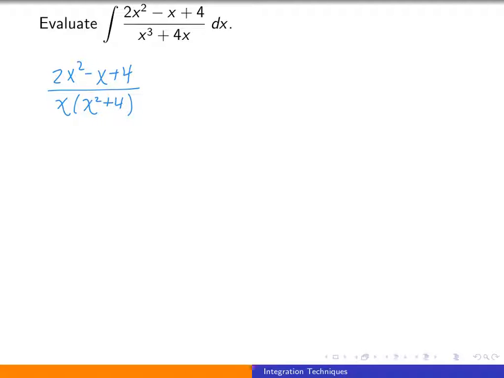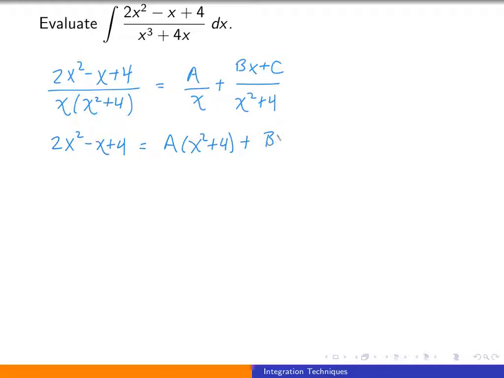So the form of the partial fraction decomposition will correspond to the linear term x will be A over x, and then corresponding to the irreducible quadratic x squared plus 4, we need to balance it out in the numerator with a Bx plus C. Now that we have the form of the partial fraction decomposition, we take this denominator on the left and we multiply both sides by it. So we'll be left with 2x squared minus x plus 4 on the left. On the right, we will have A times the quantity x squared plus 4 plus Bx plus C multiplied by x.